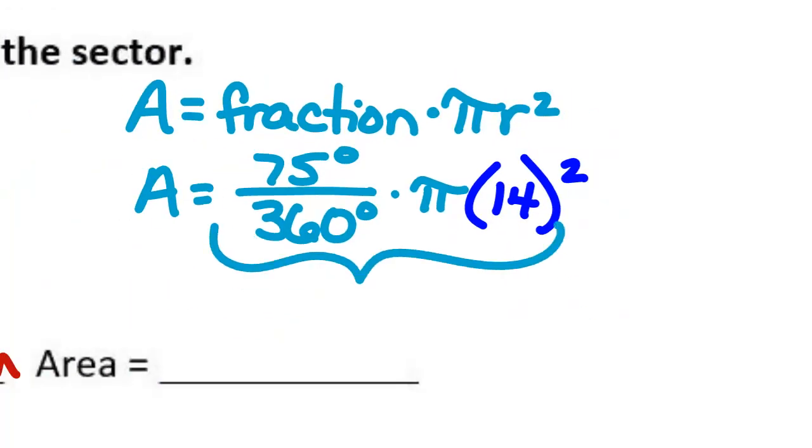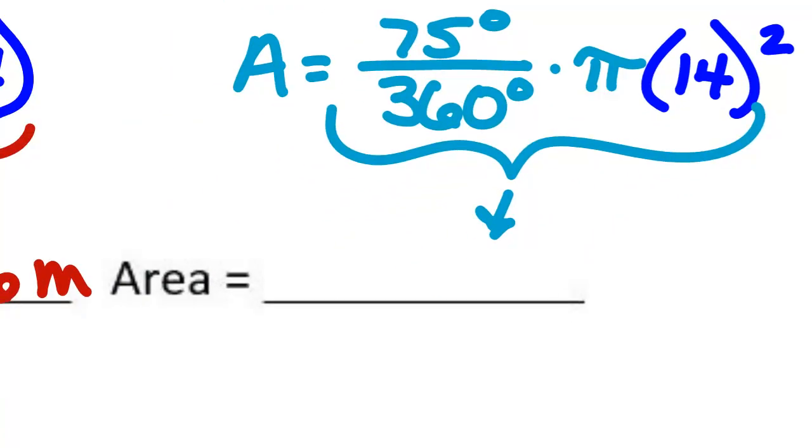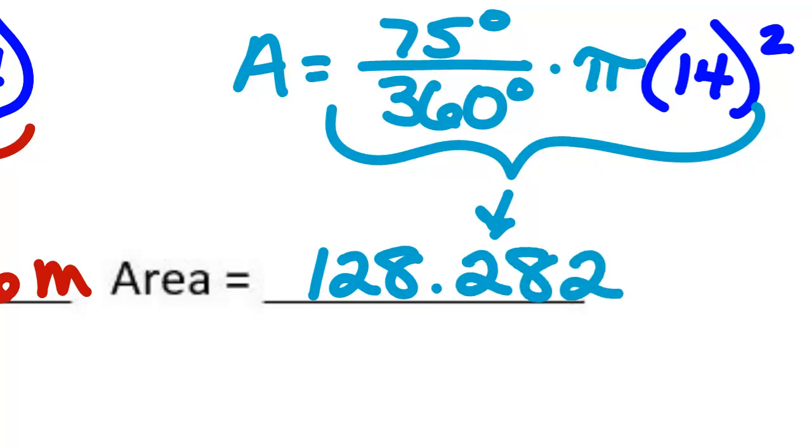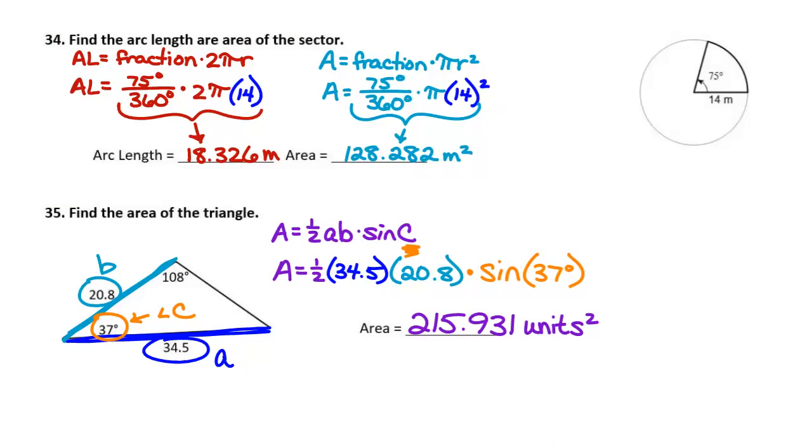So then we take this, we pop it into our calculator. And we get what? Yes, 128.282, and that would be meters squared since it is area. Nicely done. We still have 11 minutes as soon as Jacoby gets back.